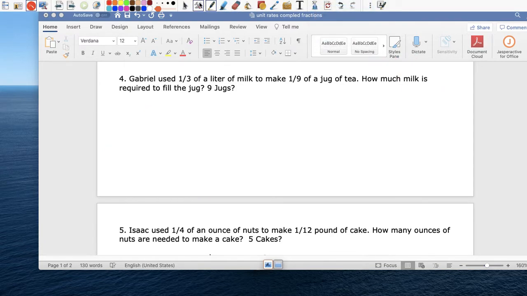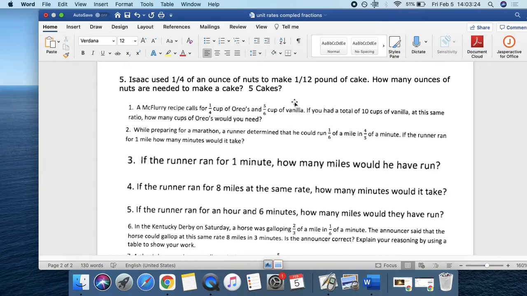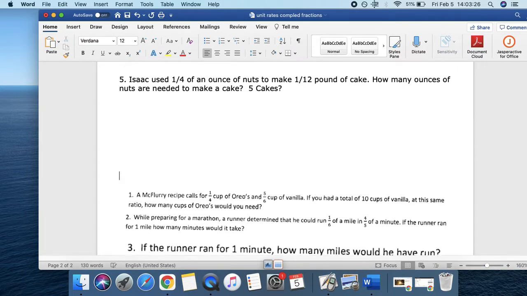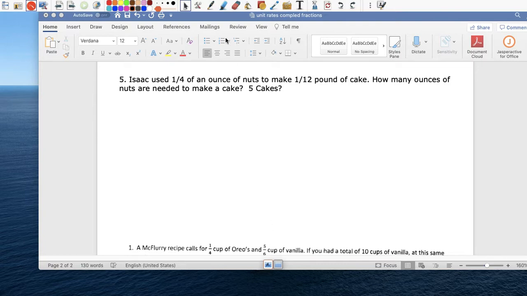So 1 through 5 is really just making sure we know what we're doing before we attempt the other ones. All right, 1/4 of an ounce of nuts to make 1/12 of a pound of cake. How many ounces of nuts are needed to make a cake?